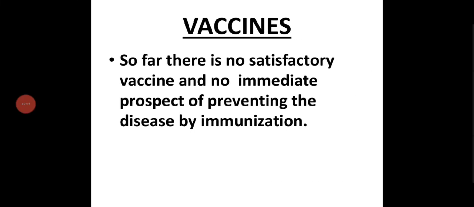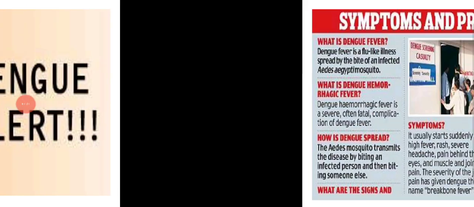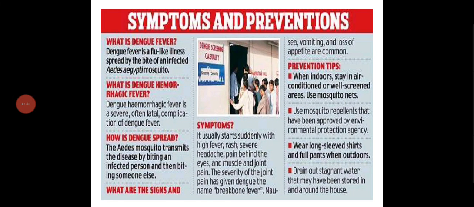There is no vaccine for the disease. Other measures are like isolation under bed nets during the first few days, individual protection against mosquitoes. Other personal prophylactic measures and environmental measures can be done. This is everything we have seen.